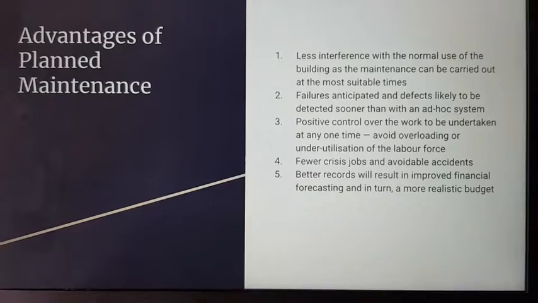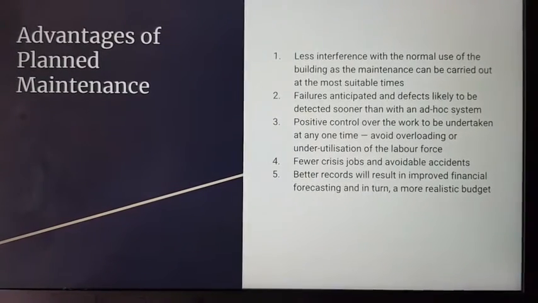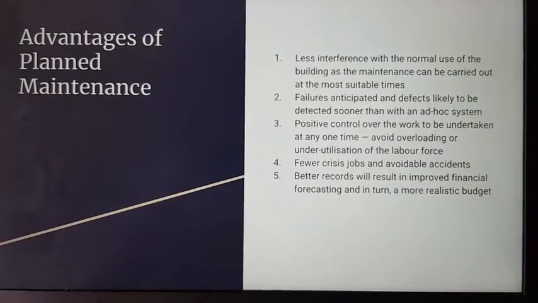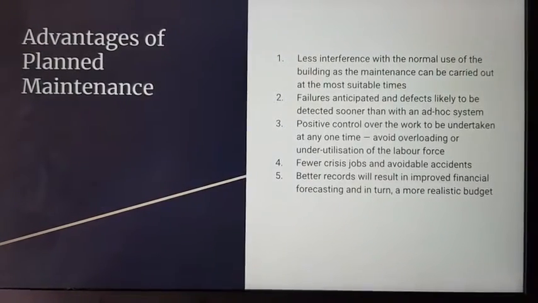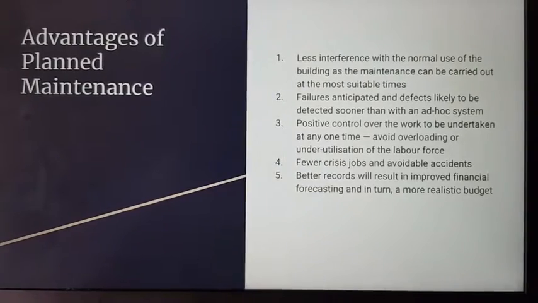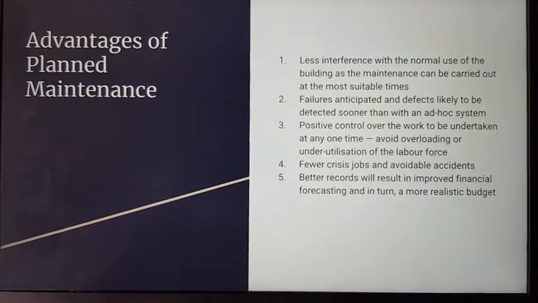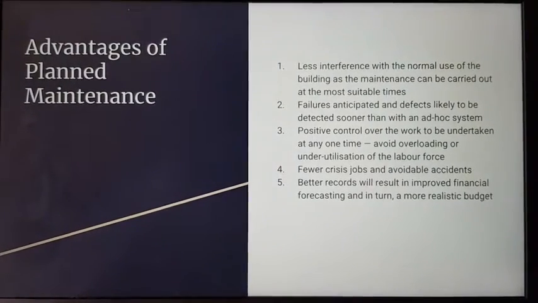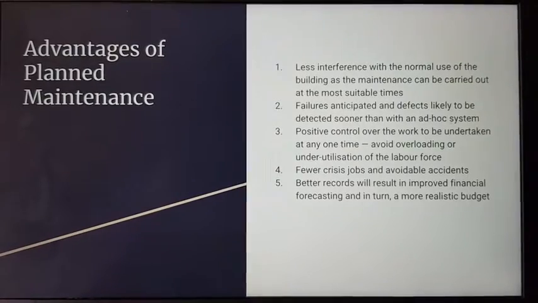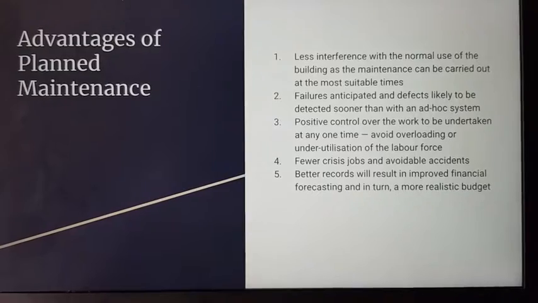Here are some advantages of planned maintenance. Planned maintenance allows for less interference with the normal use of the building, as maintenance can be carried out at the most suitable times. Failures can be anticipated and defects are likely to be detected sooner than with an ad hoc system. Generally, the longer a defect is left before rectification, the greater the inconvenience, and often the greater the cost of remedying the defect. This causes additional damage.